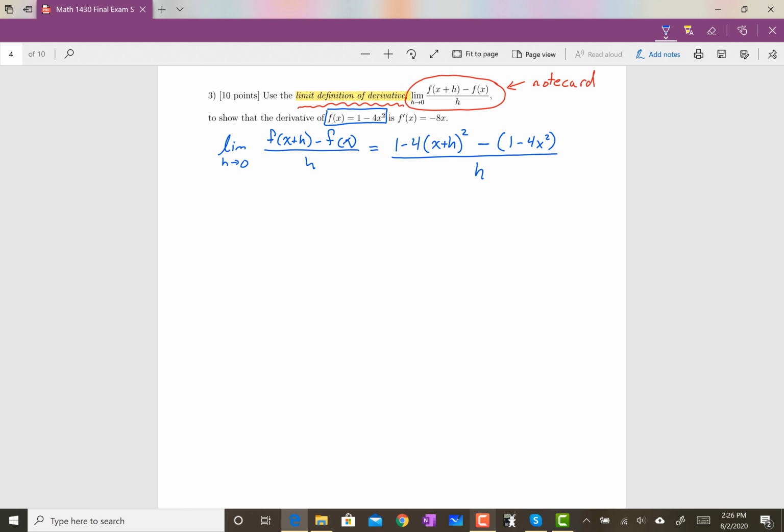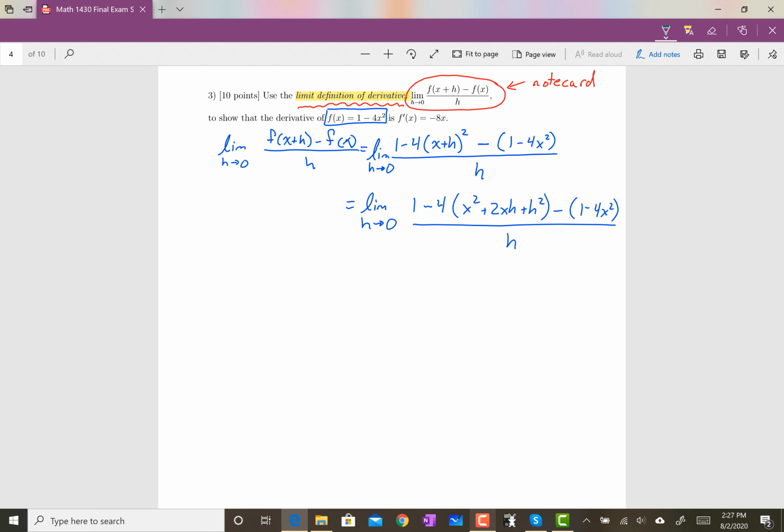And I already committed a sin in mathematics. Let's go ahead and fix it. I need to write the limit out in front. Okay, so what does this become? Well, this is going to be the limit as h goes to 0. Now, in my first term, the 1 stays, the negative 4 stays, but now I'm going to square out x plus h. If I square x plus h, I'll get x squared plus 2xh plus h squared. And then I still have my minus 1 minus 4x squared, and that's all over h.